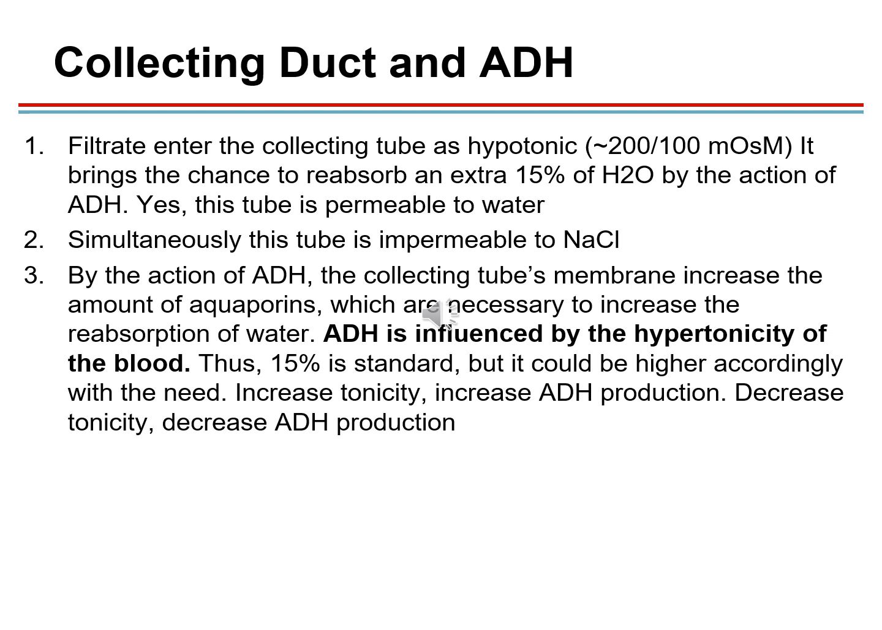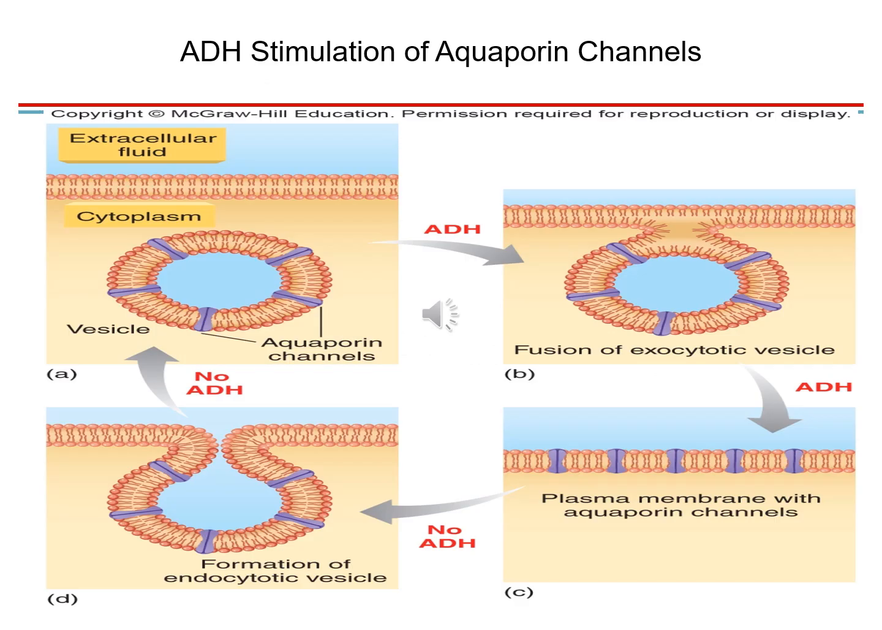Now, I want to mention that in case our body is dehydrated, our body has a system to inhibit the action of the ADH so as not to reabsorb any molecule of water at the collecting tube. In other words, increasing tonicity increases the ADH production, and decreasing tonicity decreases or inhibits the ADH production.